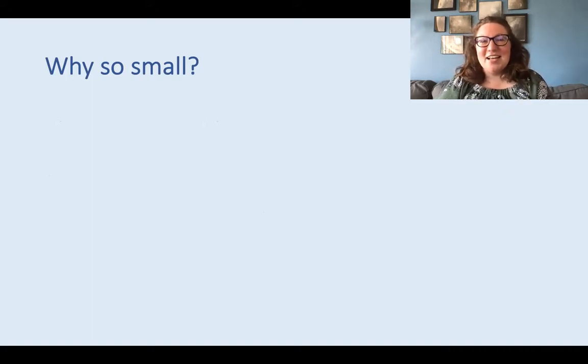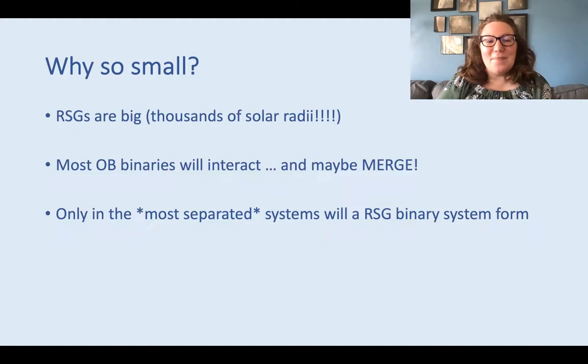Going back, I initially mentioned that the unevolved O-star binary fraction was 70 to even 100%. And many O-stars turn into red supergiants. So why is this number now so much smaller? The basic answer is that red supergiants are really big, and so they're going to interact. If you have two O-stars that are close companions, they are going to interact before the more massive one turns into a red supergiant. And in many cases, they might even merge.